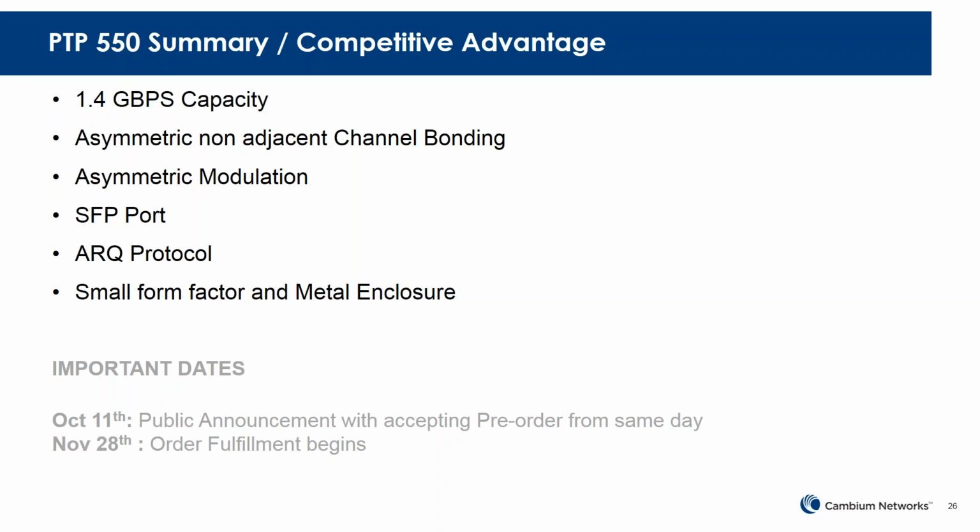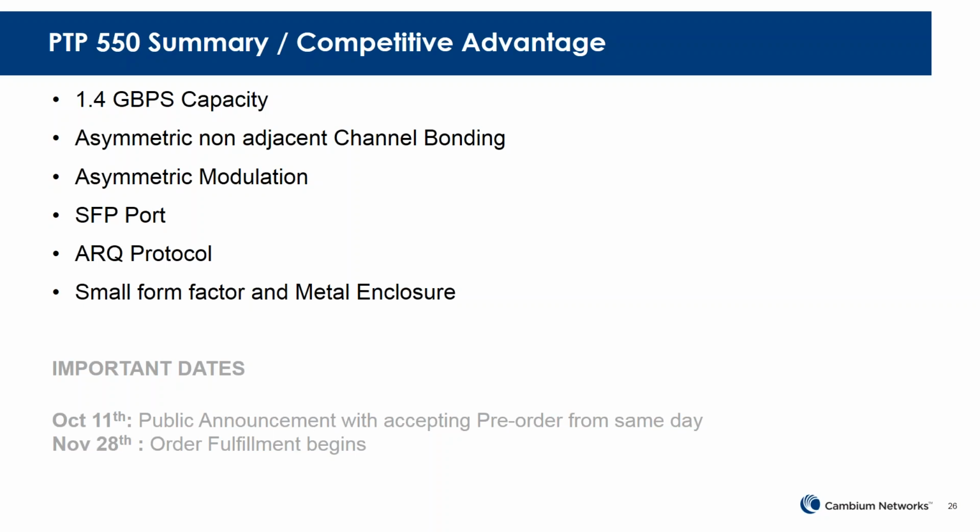The PTP 550 has an SFP port, which is the fiber port, which can be used for different applications. So, for example, you can plug in your SFP for a gig capacity and then shoot out 1 gig from your radio, so it should not be a problem. The PTP 550 supports ARQ protocol. This ensures there is no packet loss along the way, so no packets are dropped between the two radios.